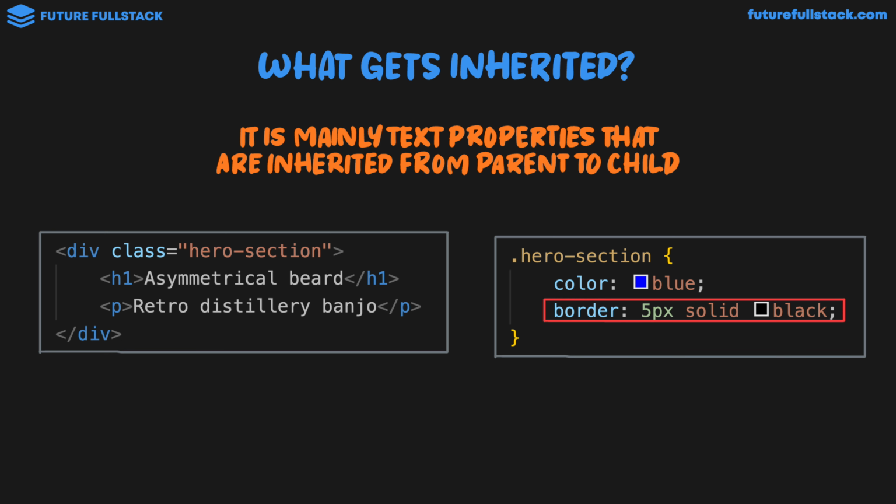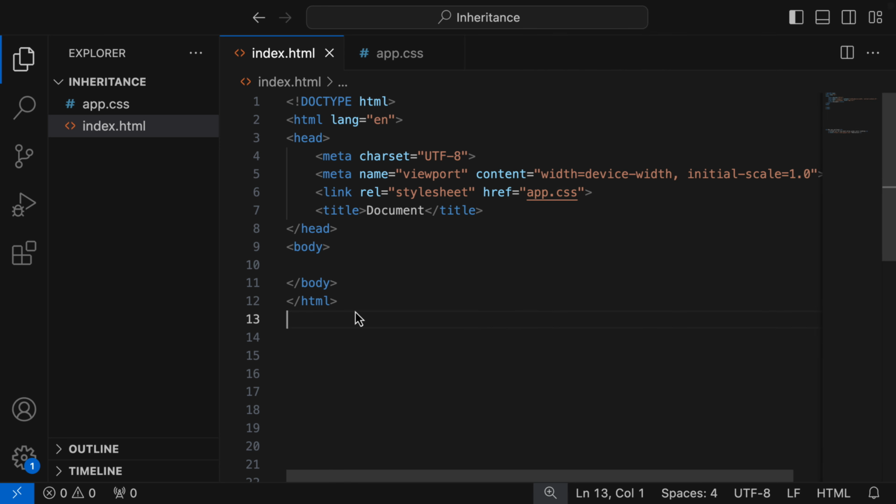Because border is a non-text property, it's not going to be inherited by the children, so only the color blue will be passed down to the heading and paragraph. So let's go play around with inheritance inside VS Code.